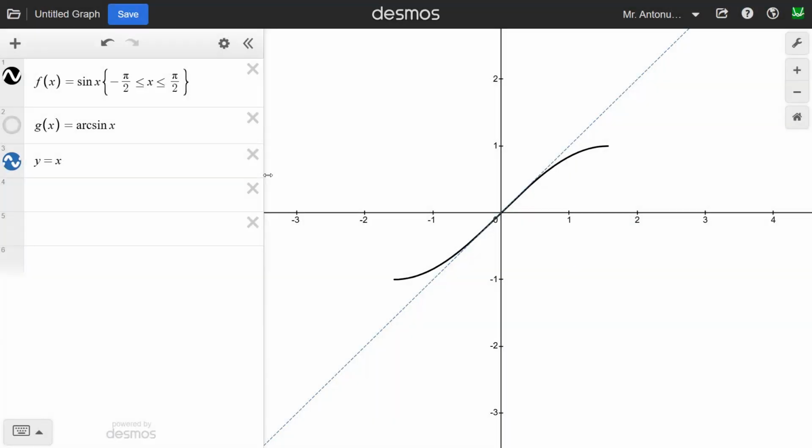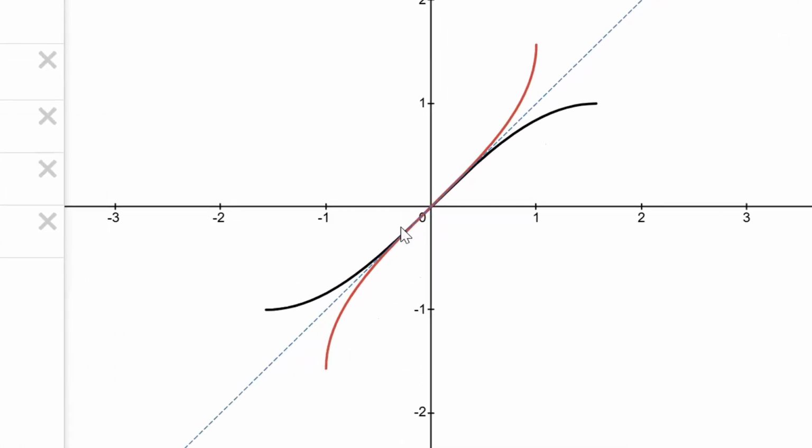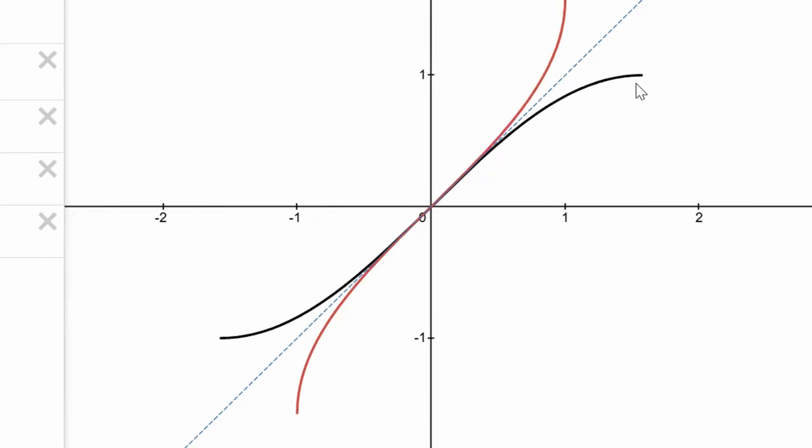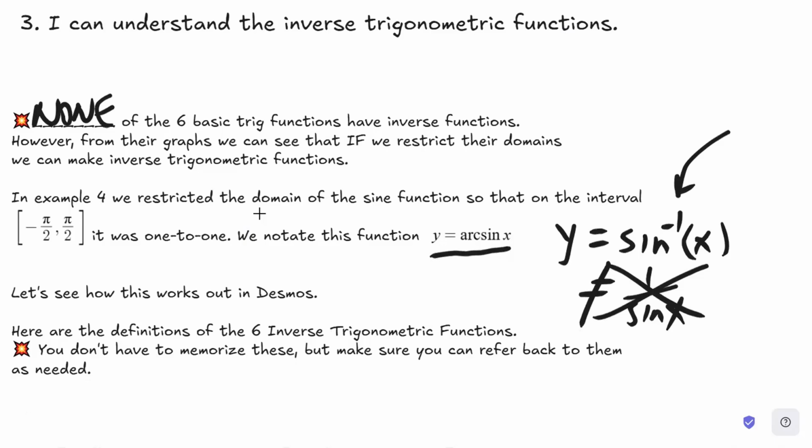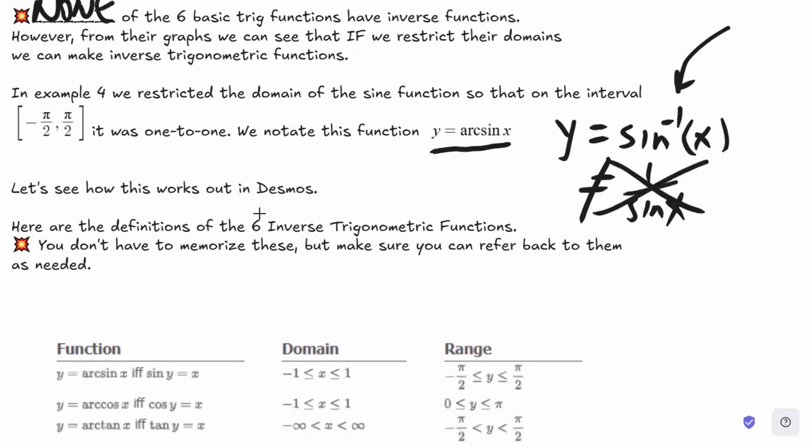I have my original function sine x here. It's one-to-one on the interval -π/2 to π/2. If I graph arcsine, notice that it is a reflection of the sine function over the line y equals x, which is one of the properties of inverse functions. Now we can go through this kind of process with all 6 trig functions.